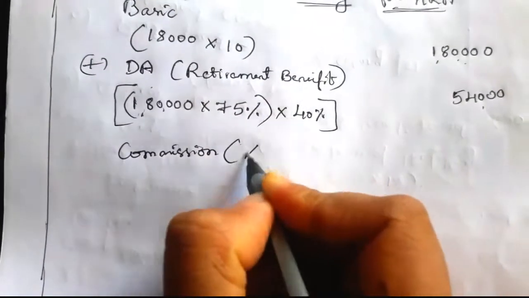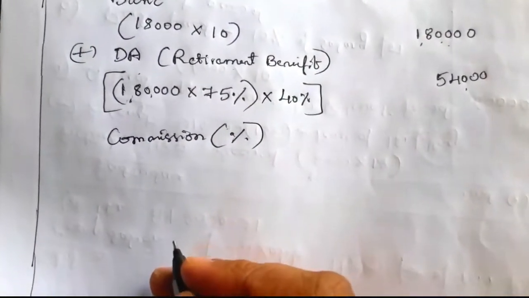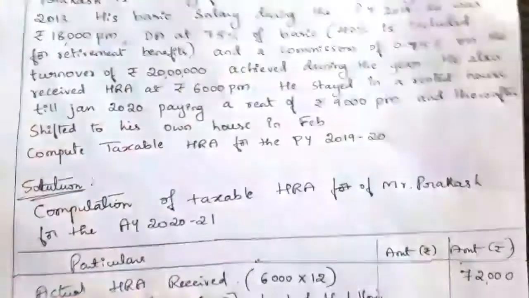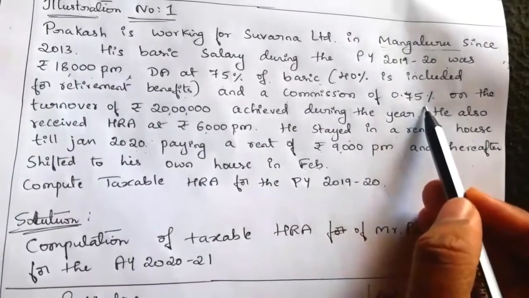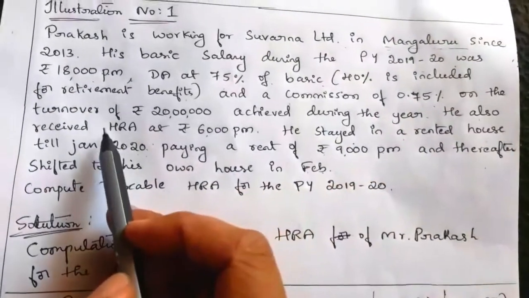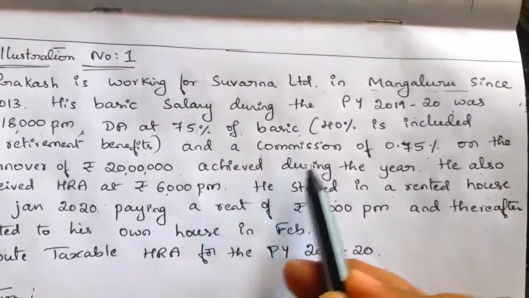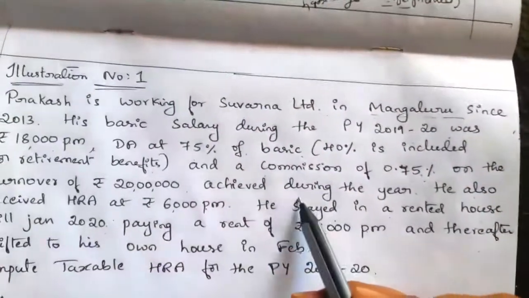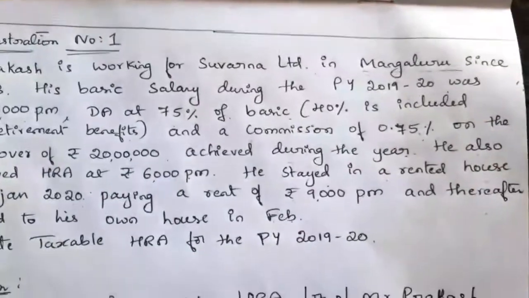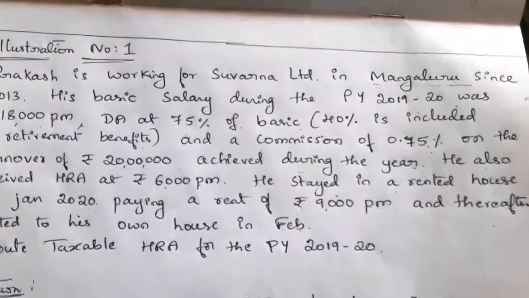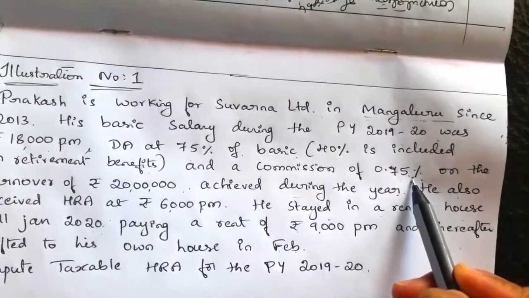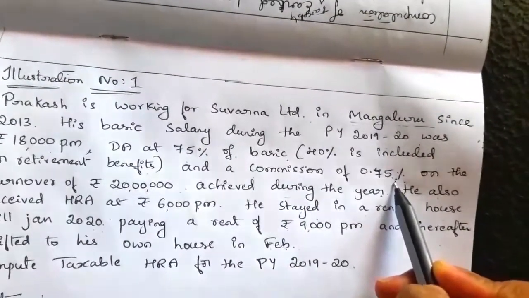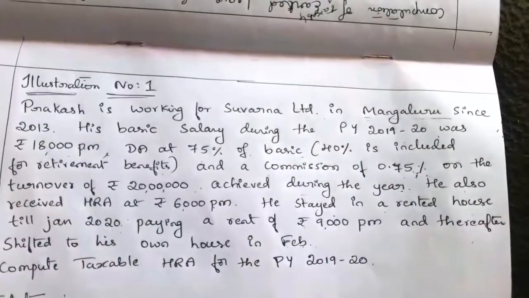So that should also be in the form of percentage on turnover. So what is the commission given in this question? And a commission of 0.75% is on the turnover of rupees 20 lakh achieved during the year. So here the commission they have given, the turnover is during the year, means for the whole year. So we have to take only for 10 months. So 20 lakh is the turnover, 20 lakh into 0.75% is a commission, and in that we have to take only for 10 months.